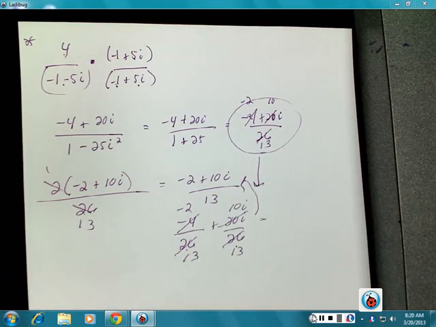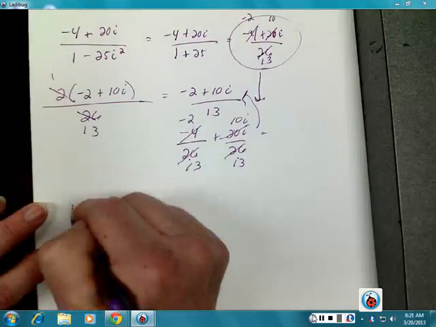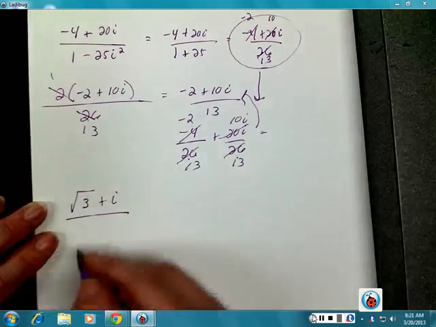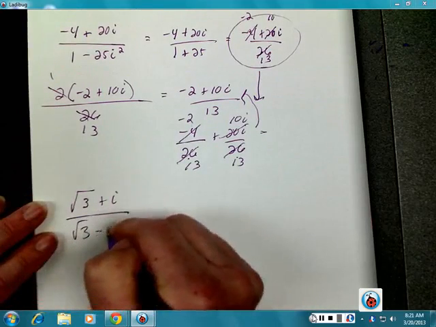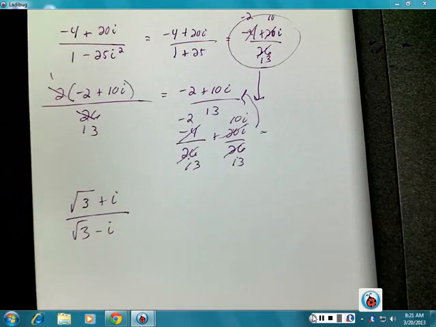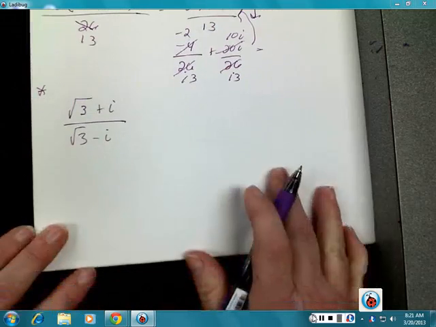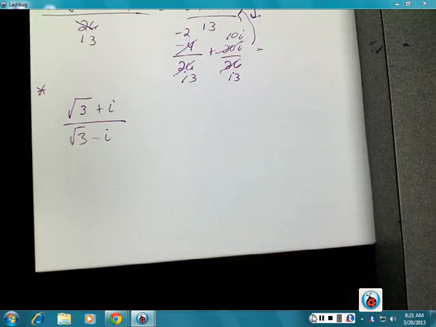We're going to use that same kind of thing in chapter 10, because in chapter 10 we've got some stuff that does the exact same stuff in there. So what about this one? Square root of 3 plus i, all over the square root of 3 minus i. What are we going to get with this one? I'll move it up a little bit. What happens?